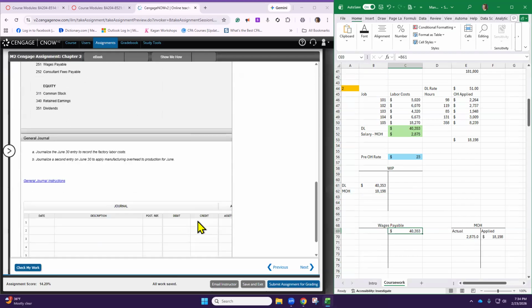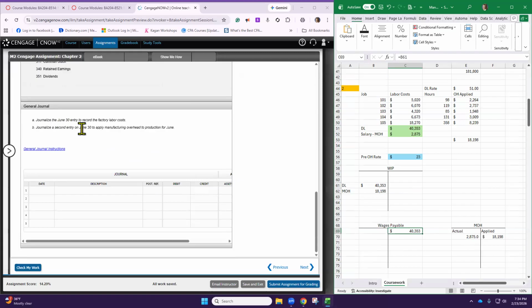So wages payable, so we're going to make some journal entries here. Okay, it says journalize the June 30th entry to record the factory labor costs. So now let's put June 30th. Okay, so here's your direct labor. It's going to come out of wages payable and go in here. Okay, and then all right, so let's do work in process for the direct labor, 40,353, and then it's coming out of wages payable. Okay, 40,353.